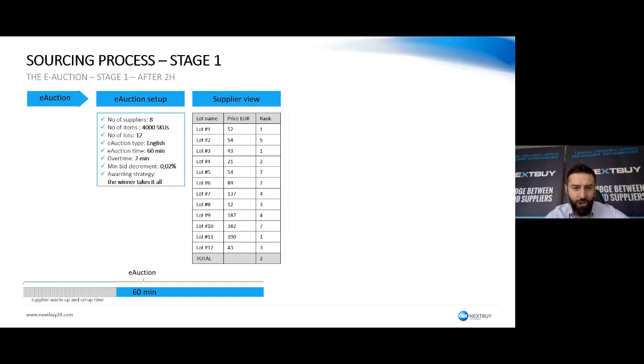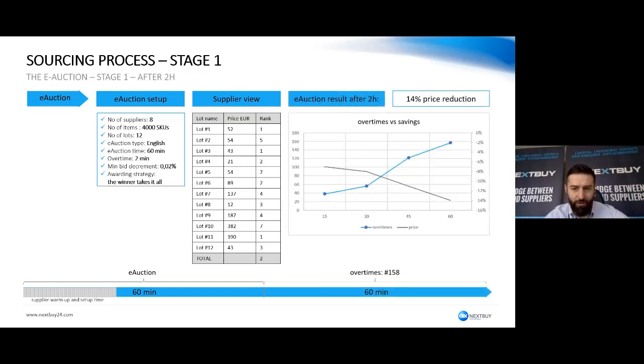After 60 minutes, we start the overtimes. First, we had those first 158 overtimes that took us 60 minutes. Here is the chart on the right-hand side. After 60 minutes of overtime, so that was already 2 hours, we were at 14% savings, and we had 158 overtimes. So imagine that you are spending 2 hours in front of your computer clicking. That was a bit tiring for us, but for suppliers, it was even more, because they're waiting for their business.